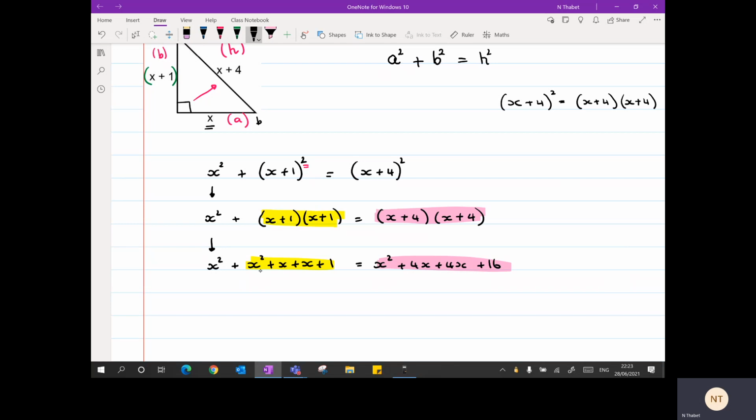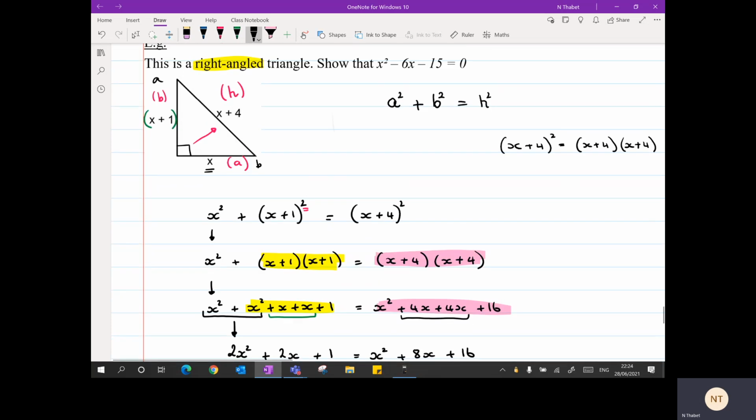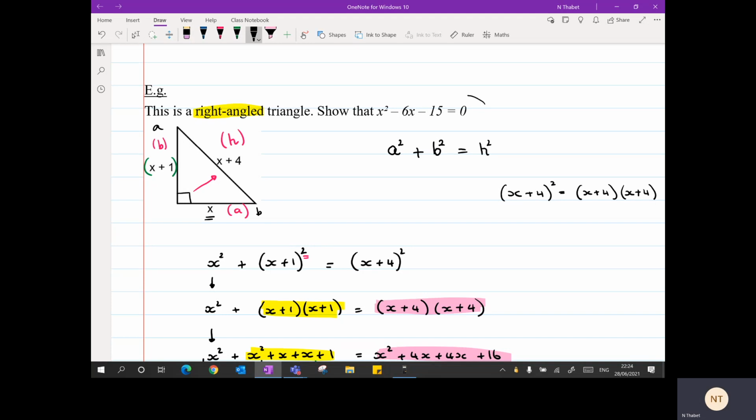Now I'm going to start collecting like terms. x squared plus x squared gives me 2x squared. And then I've got x plus x gives me a positive 2x and then plus 1. And on this side, I've got x squared, and then I've got 4x plus 4x is 8x plus 16. But of course, it doesn't yet look like this equation, which we want to show.